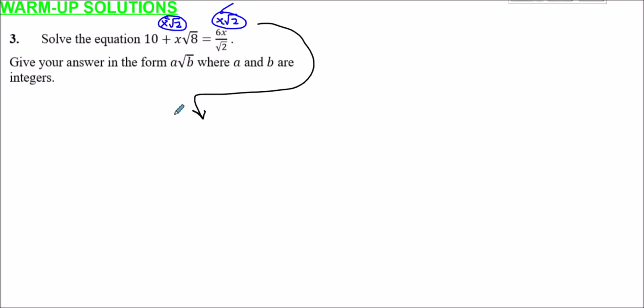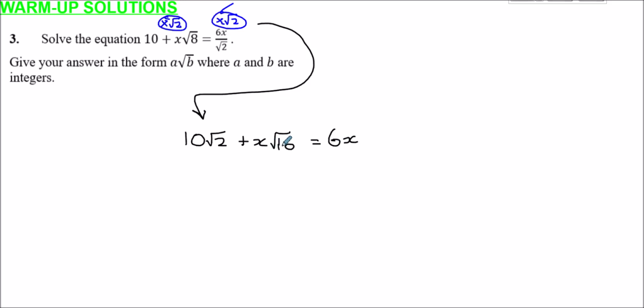So 10 multiplied by root 2 gives us 10 root 2. x root 8 becomes x root 8 root 2. Root 8 times root 2 is root 16. If you're thinking that can be simplified, good for you. I'm going to come to that in a moment. And the right hand side of this just becomes 6x.